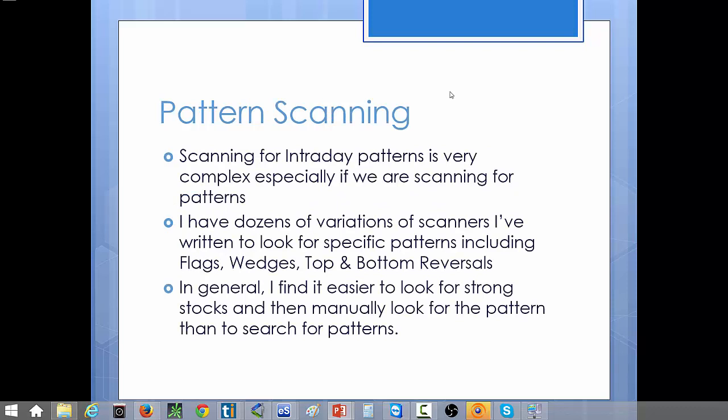Okay, so pattern scanning. And this is another kind of interesting thought. You have two options. On the one hand, you can scan for patterns, and on the other hand, you can scan for the type of stocks that we want to find patterns in. So what's better? Look for wedges, or look for the hot stocks and then manually check that chart to see if there's any wedges or flags. I've found it's better to look for the stock rather than the pattern. Because again, we look for the pattern and we see, oh, hey, this stock has an awesome flat top pattern and a really nice ascending wedge. Or check out this stock, it's got a really great bull flag.